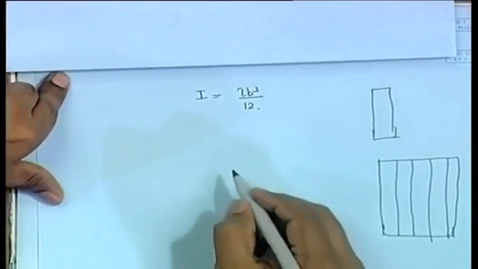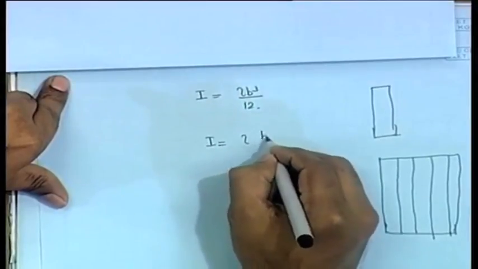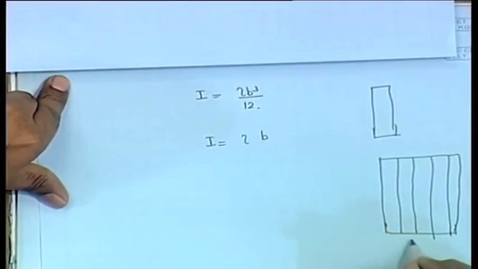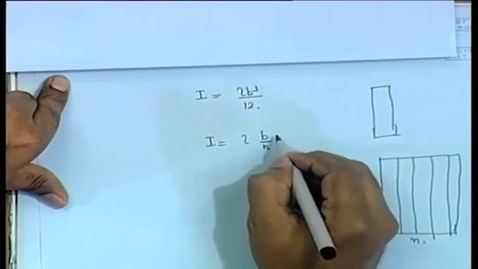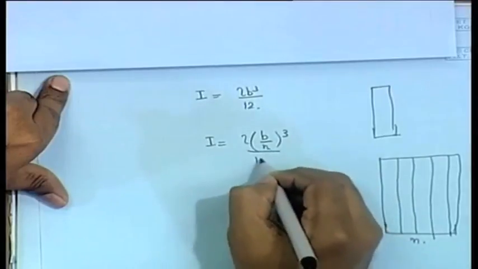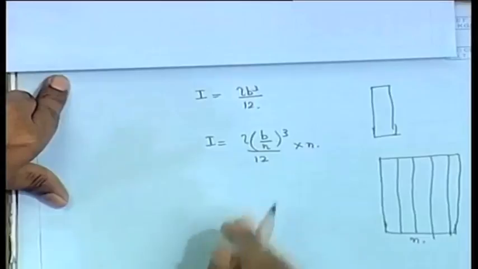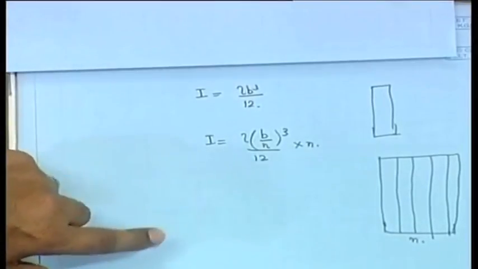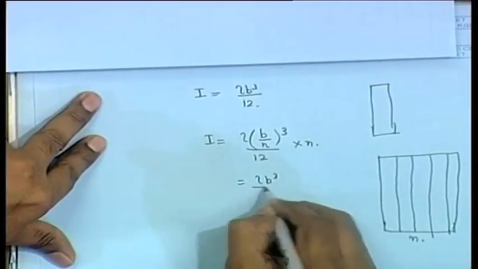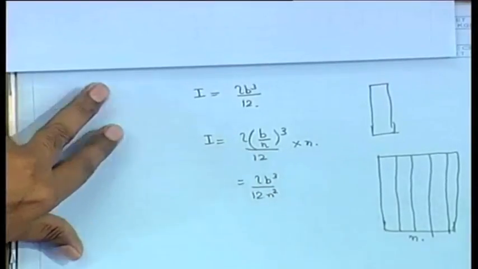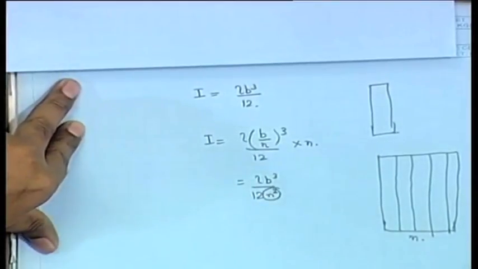How much will the I change? I will become L into B, which now, let us say it has been divided into N compartments, becomes B by N. So it becomes L into (B by N) cube by 12. Now you have to sum up the i's to get the total I, so you have to multiply by N, but still it is reduced many times. It is (B by N) cube into N, so it is LB cube by 12, and there is an N square, so it is reduced N square times.